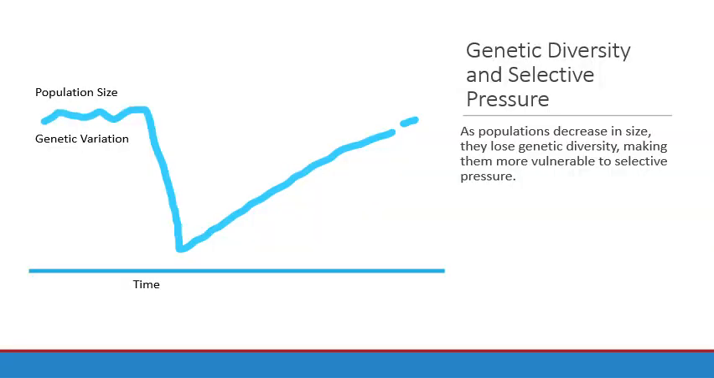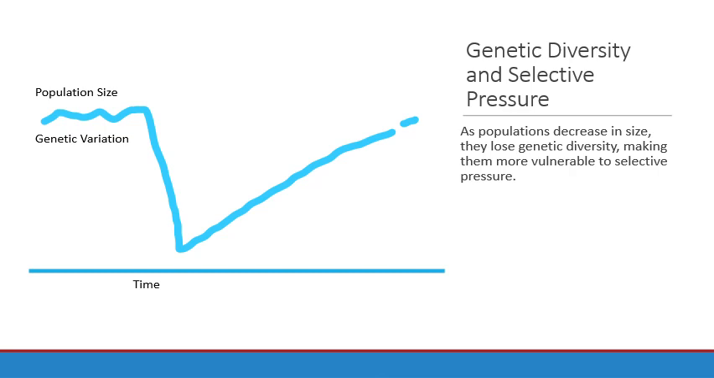As populations decrease in size, they end up losing genetic diversity. This is called population bottlenecking, what we covered at the beginning of the semester. And that makes them more vulnerable to selective pressures. You no longer have the ability to pass beneficial alleles on to the next generation if your population is so small that those beneficial alleles, just by happenstance, by random chance, have been eliminated.